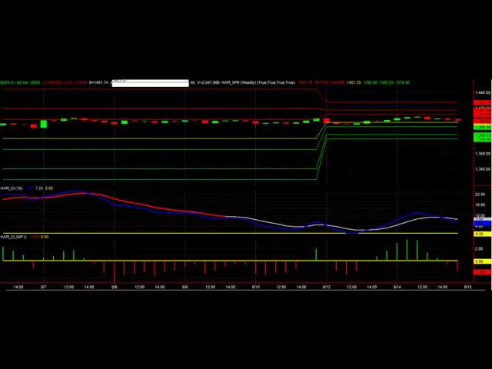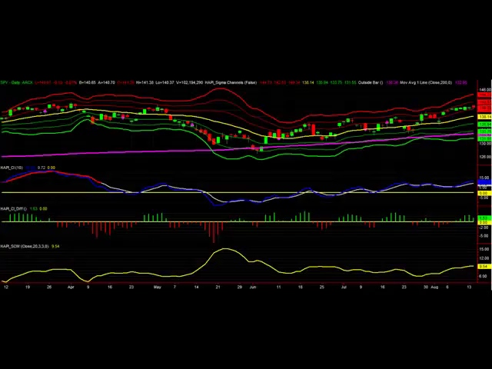Now going to SPY. Here on the daily chart, SPY continues to be in the channel as we just mentioned for SPX. Target on SPY on the upside is 142.50 and on the downside 138 would be the support.